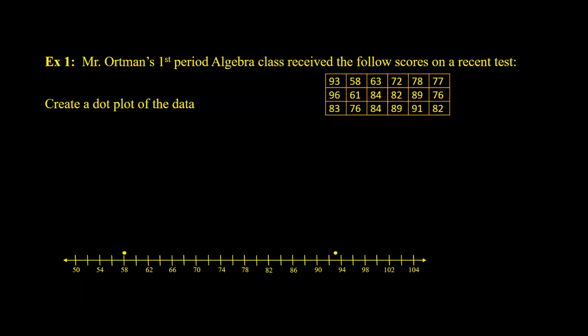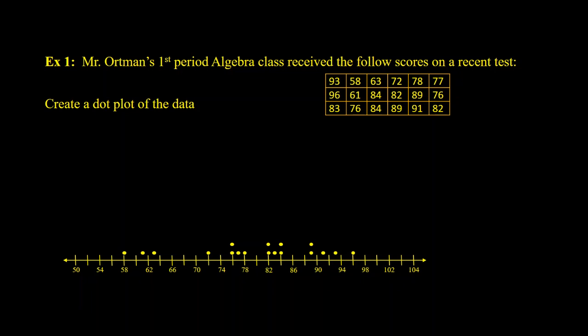Then I'm going to plot 58, 63, 72, 78, 77. That finishes off the first row. And I'll just keep doing this for all 18 data points. So we'll just go ahead and plot the rest up here. And finally, 82. And there you go, that's the dot plot.